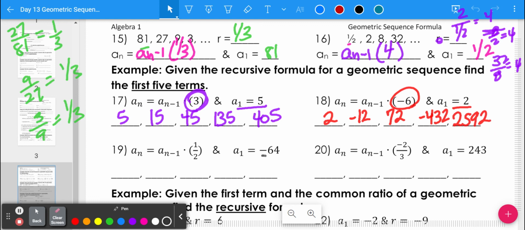For number 19, my first term is negative 64. And I'm multiplying that by half. So really, if you want to think about it, I'm dividing it by 2. So negative 64 times 1/2 gives me negative 32. Times 1/2 gives me negative 16. Times 1/2 gives me negative 8. Times 1/2 gives me negative 4.